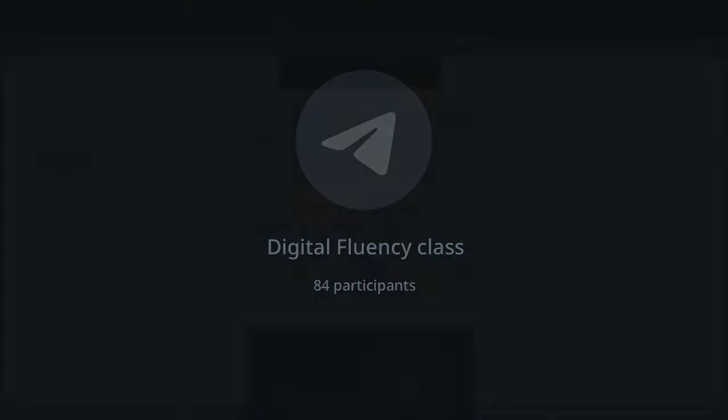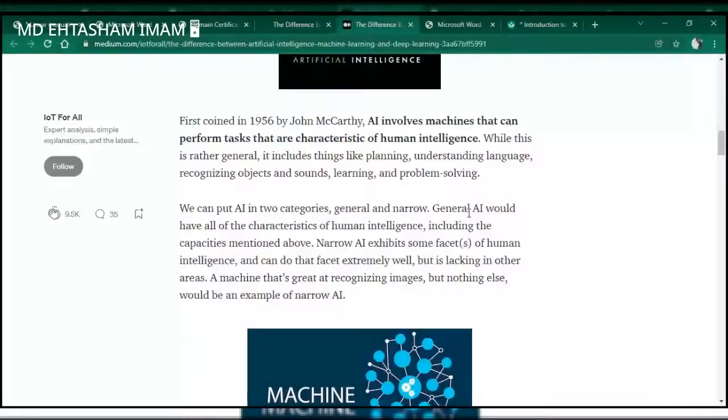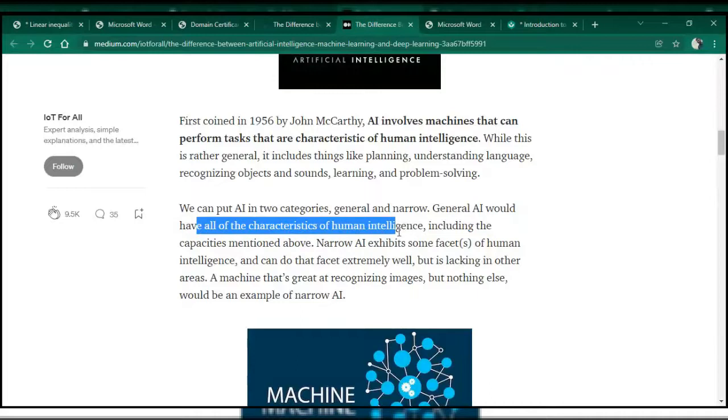We are not general AI. We are general intelligence because we are not artificial. We are made by nature. In general AI, A means artificial, and artificial means made by humans. So general AI would mean an intelligent being that is created by humans and has all characteristics of human intelligence.